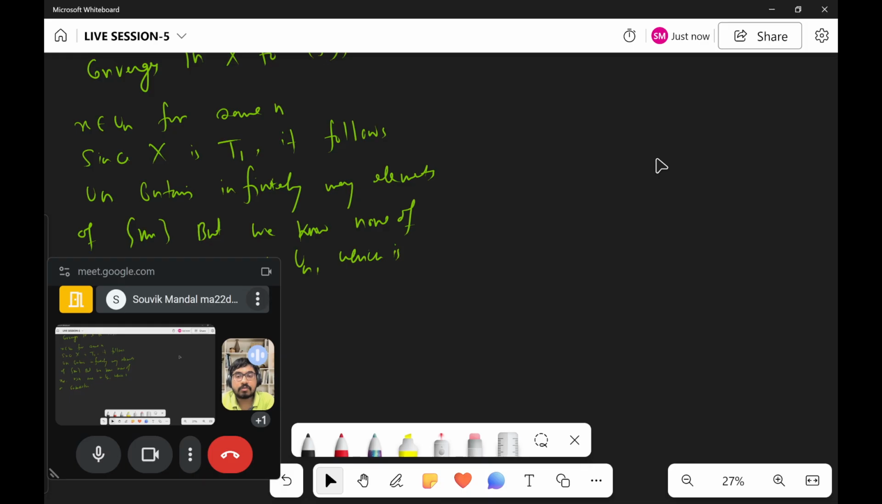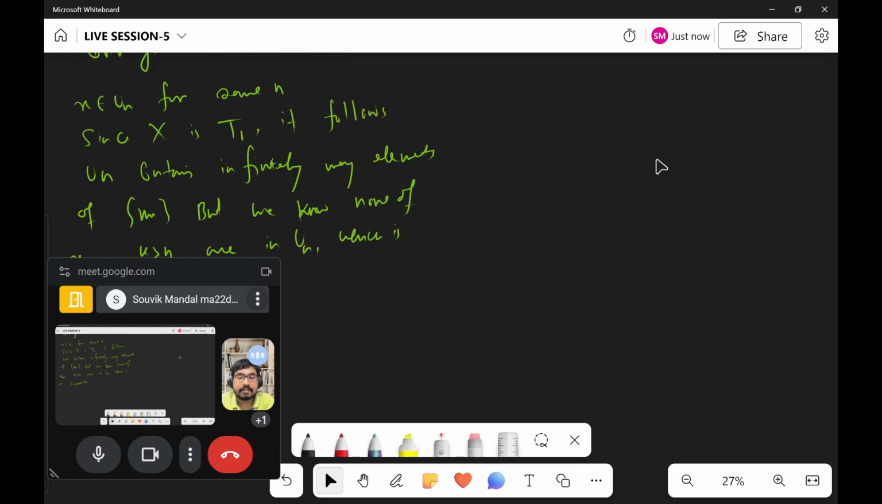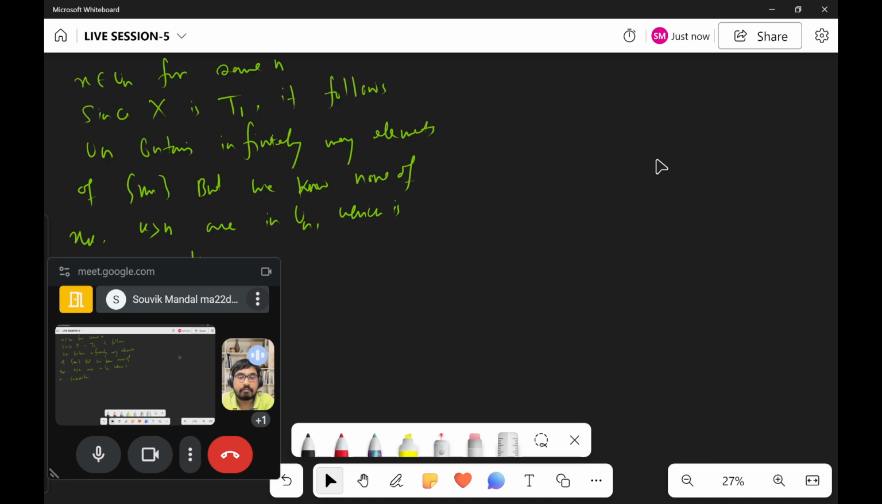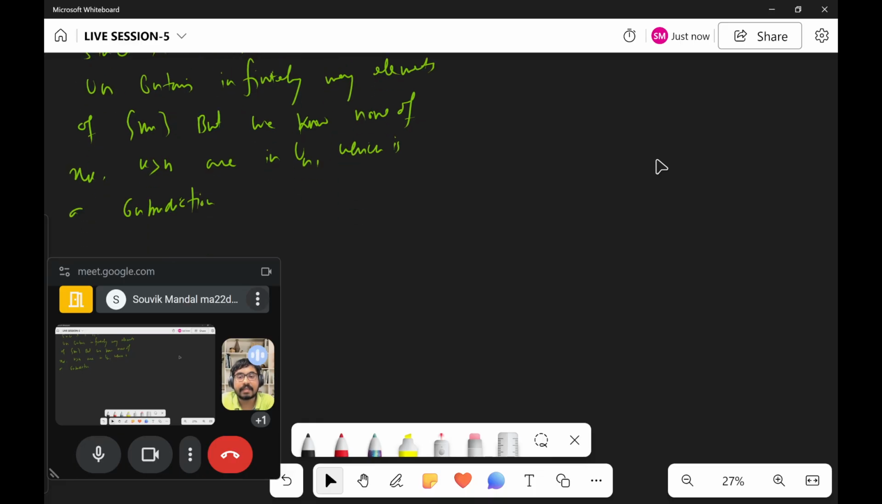If x belongs to Un for some n, and since x is T1, it follows that Un contains infinitely many elements of xn, but we know that none of the elements xk, k greater than n, are in Un, which is a contradiction, okay? So that is the thing, okay?